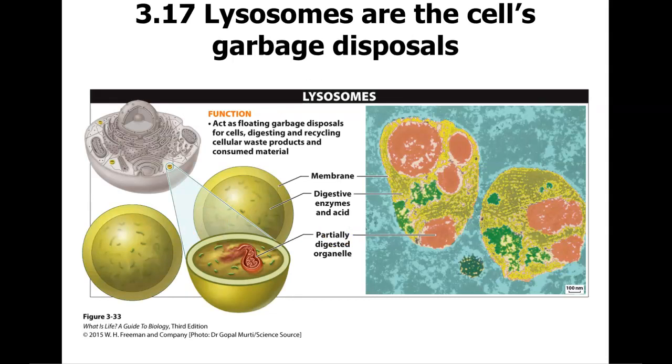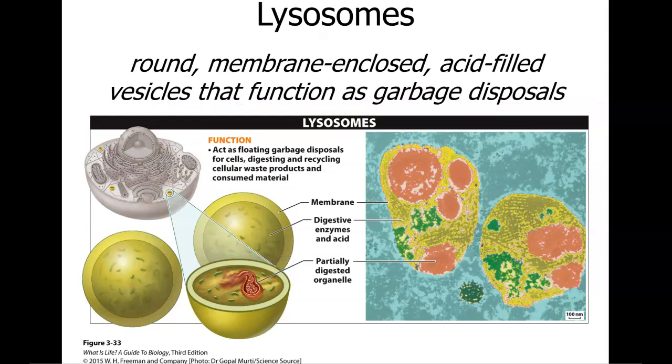Moving on to our lysosomes. These are going to be the cell's garbage disposals in a sense. They're going to function as floating garbage disposals that digest and recycle cellular waste products and consumed materials. When old worn-out cells or cell parts become non-functional, the lysosome will then engulf them and destroy them, break them down, and reuse what materials it can reuse. So they are membrane-bound, they're going to contain digestive enzymes and acids, and they're going to break things down. So they're round, membrane-enclosed, acid-filled vesicles that function as garbage disposals.